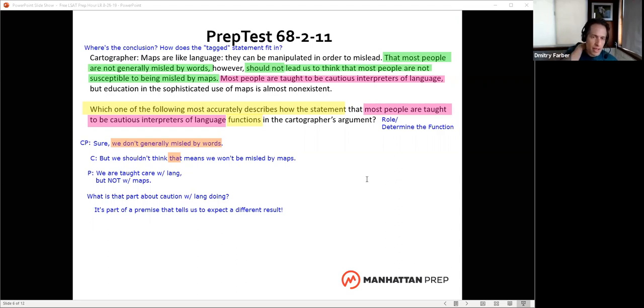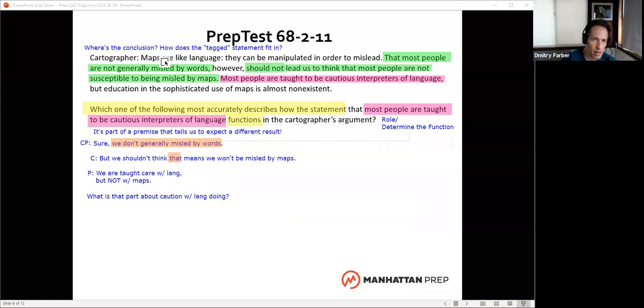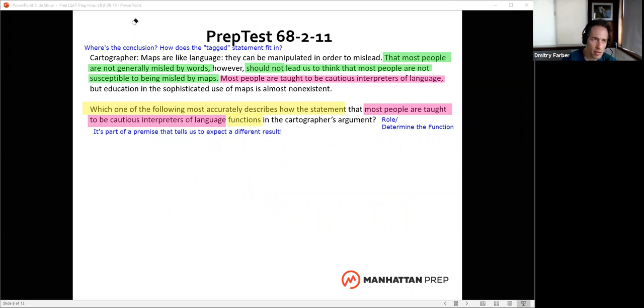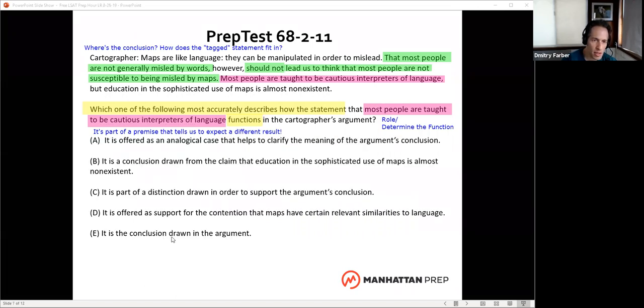So can we agree that it's supporting the author's point, and it's supporting the point by saying, hey, language and maps have a different degree of preparation that we're given. Yeah. So we want something that says that. Let's see what happens with some answers. And again, I'll let you pull this in. So here's your poll.